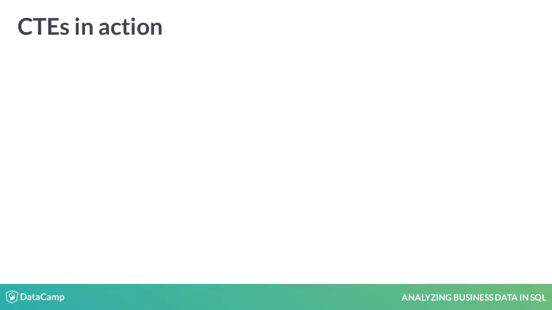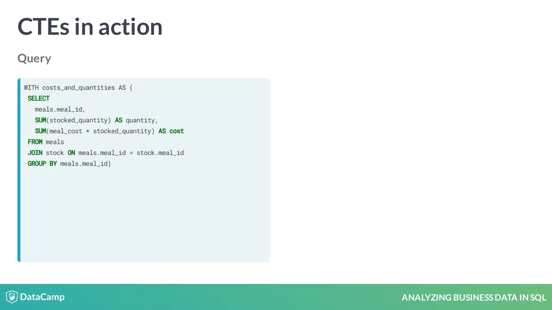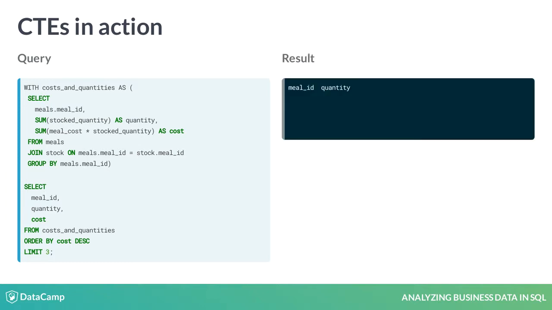Let's see CTEs in action. The query within parentheses calculates each meal's total stocked quantities and stocking costs. Its results are stored in a CTE called costs_and_quantities. In the final query, the meal ID, total stock quantity, and total stocking costs of the top 3 meals by stocking costs are selected from costs_and_quantities, as if it were any other table. Costs_and_quantities is deleted after this query finishes running.